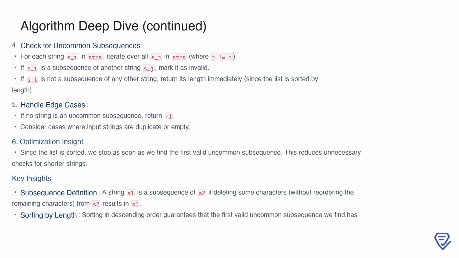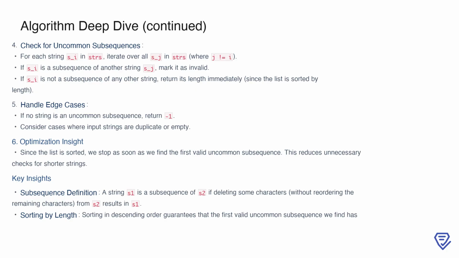Now, for each string in the sorted list, we proceed to check its relationship with all other strings in the array. If a string is found to be a subsequence of any other string, we mark it as invalid and move on. However, if the string is not a subsequence of any other string, we immediately return its length, as the sorting ensures it is the longest valid uncommon subsequence.